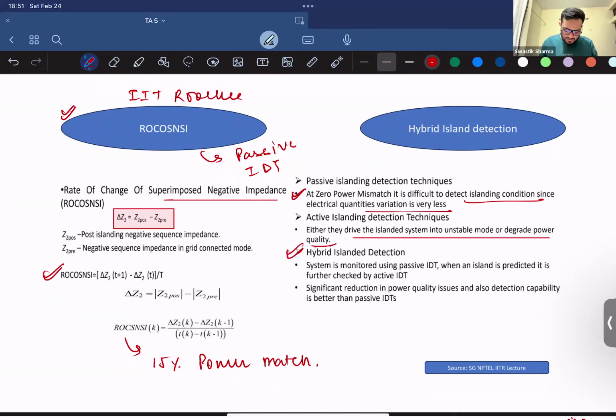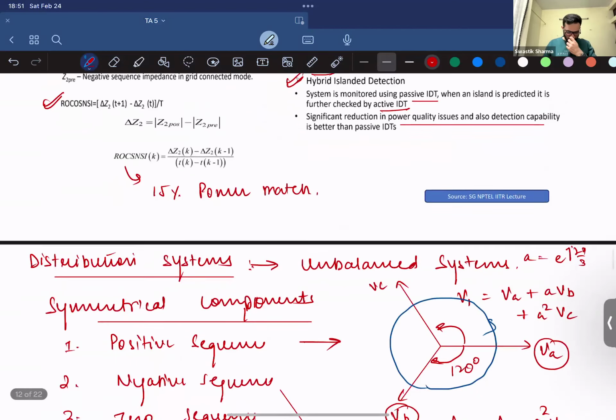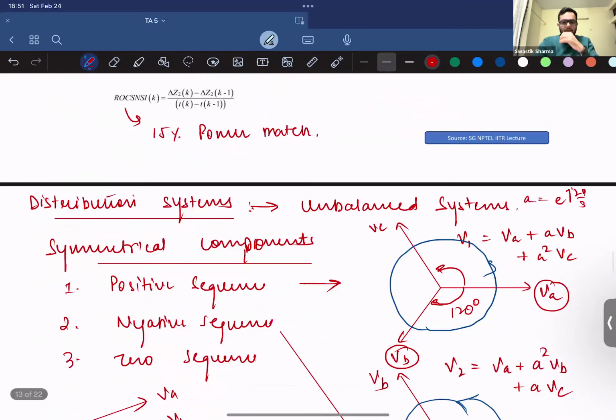But in hybrid islanding detection technique, you monitor the system using a passive islanding detection technique, and then predict by using an active islanding detection technique, right? This way, you can significantly reduce your power quality issues, and you have a better detection capability than the passive IDTs. So how do you do it?